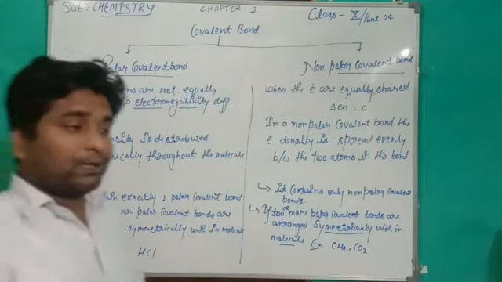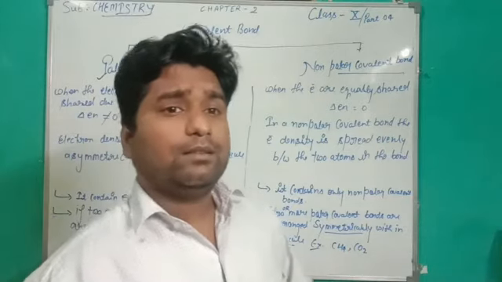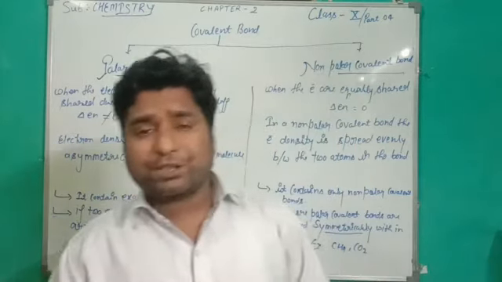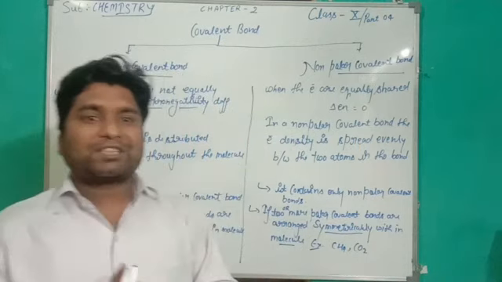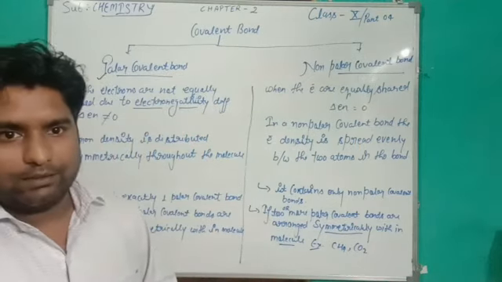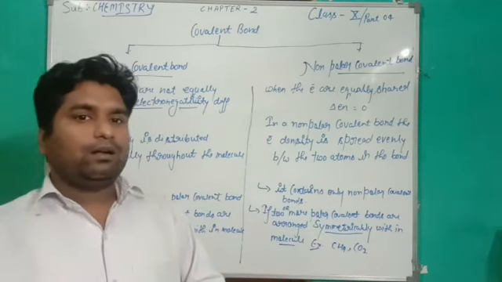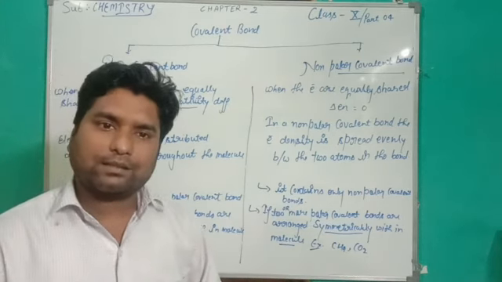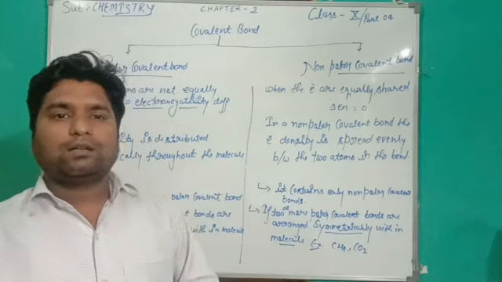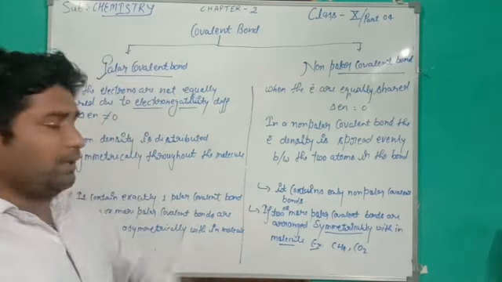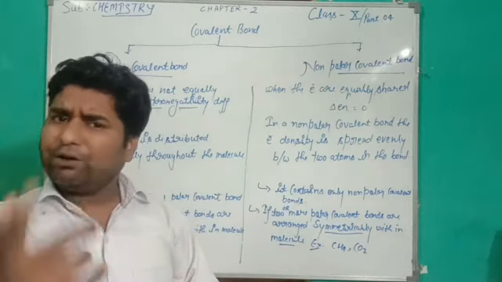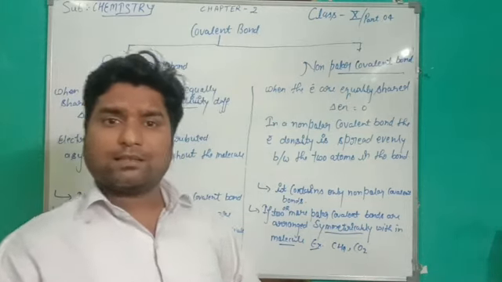What is the polar covalent bond? It is a covalent bond in which the electrons are not shared equally due to the electronegativity difference. Such type of covalent bond is known as the polar covalent bond. What is the meaning of electronegativity difference?